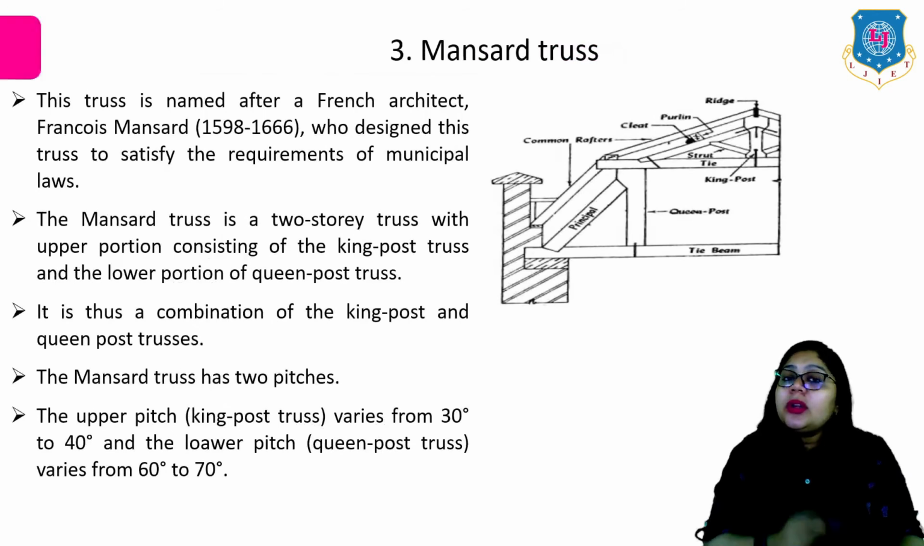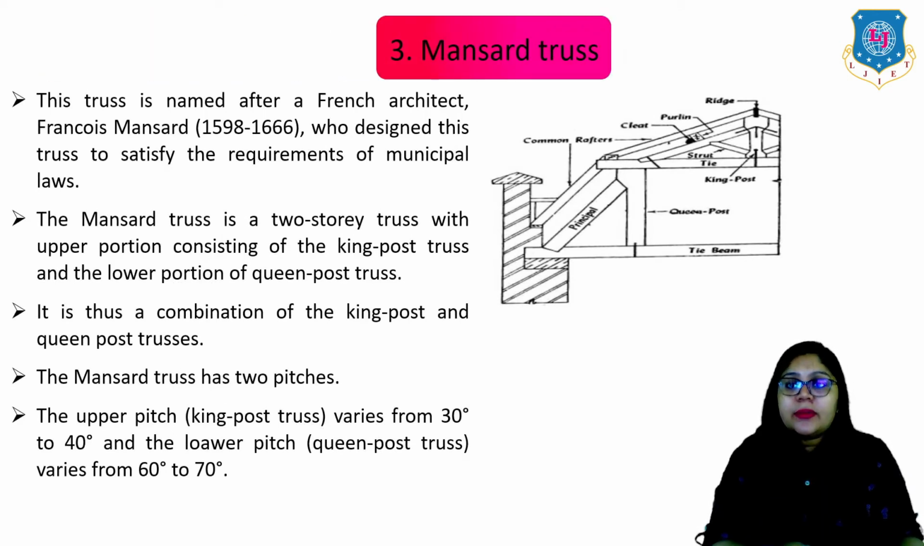Now let us move to the third one, Mansard truss. This truss is named after a French architect, Francois Mansard, who designed this truss to satisfy the requirements of municipal laws. It is a two-story truss with the upper portion consisting of a king post and the lower portion of a queen post. It is thus a combination of both king and queen.